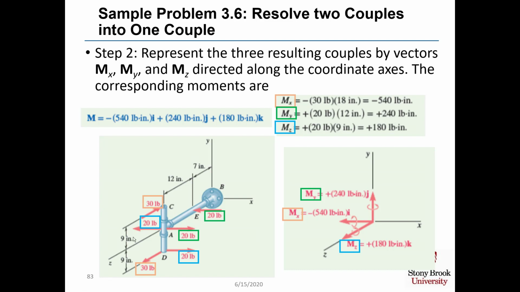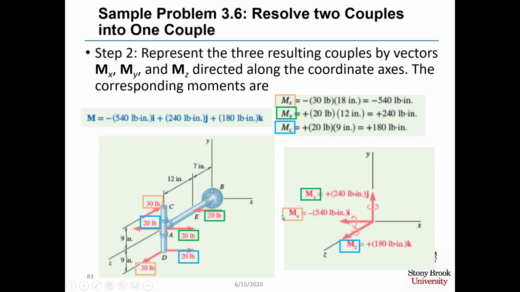To calculate the moment around the y-axis, we take our 20-pound force acting in the positive x direction and couple it with this 20-pound force at point E acting in the negative direction, and they're 12 inches apart. 20 by 12 is 240 pound-inches. The direction of this moment around the y-axis acts in the counterclockwise direction, and hence it's plus 240 pound-inches.